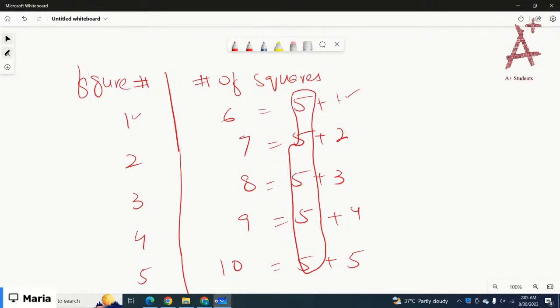Figure 1, you have to add 1. Figure 2, you have to add 2. Figure 3, you have to add 3. That means, if you are going to draw n figures, you have to add 5 for everything. For example, in figure number 9, how many squares do you have? So you have 9 plus 5 equals 14. So it would be n plus 5, right?